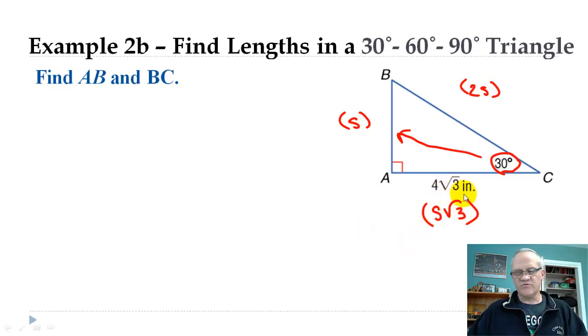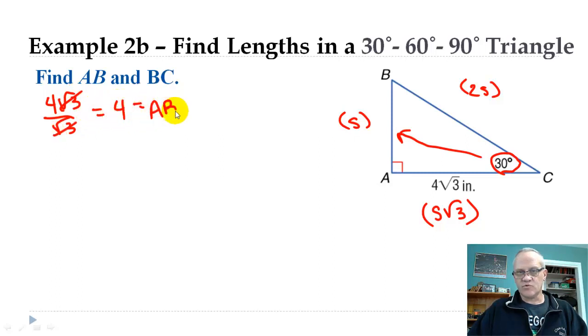So now what I want to do first is get back to find out what s is. Well, if 4 square root of 3 is s square root of 3, because the square root of 3's are the same here, you might go, oh, well, hey, s has to be 4. And you're correct. And how we did that was we would just take that 4 square root of 3 and divide by square root of 3. And then when they cancel, we just have 4 there. And that's AB, or your S. Okay, so this is 4.